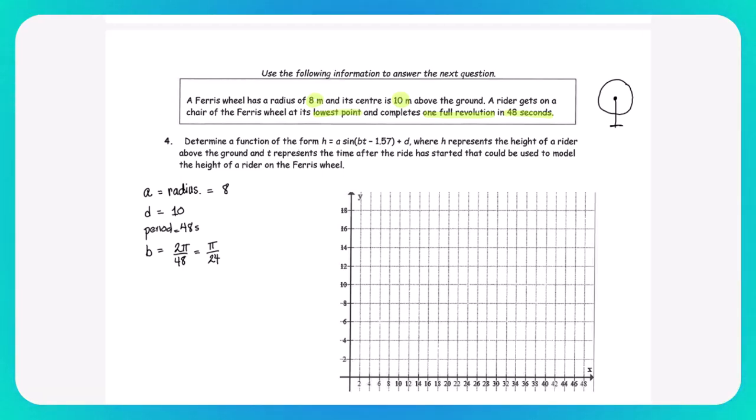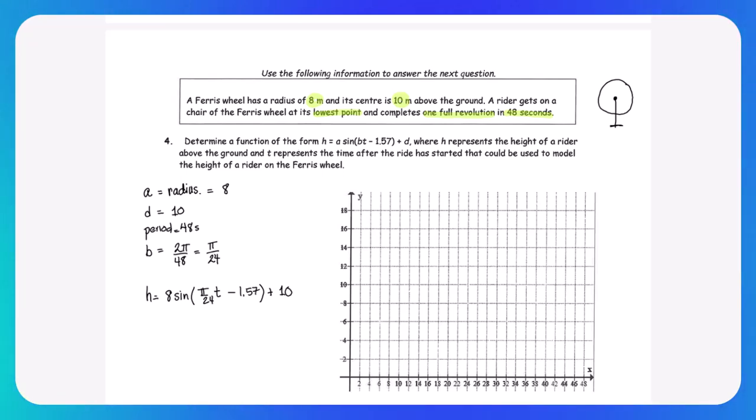So let's fill everything in we know. So the H equals, A value is 8, sine, B value is pi over 24. Now this is in T for time. We don't use X for this one. And 1.57. Now we got to close that bracket just like they do in the question and then add our D value which is 10. And there we go.